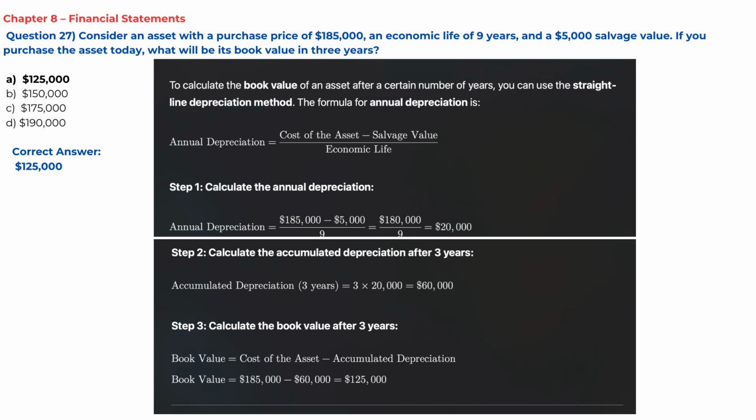Step 1. Let's calculate the annual depreciation. Annual depreciation equals 185,000 minus 5,000 divided by 9, which equals 180,000 divided by 9 equals $20,000. Step 2. Let's calculate the accumulated depreciation after 3 years. Accumulated depreciation of 3 years equals 3 times 20,000 equals $60,000. Step 3. Let's calculate the book value after 3 years. Book value equals cost of the asset minus accumulated depreciation. Book value equals 185,000 minus 60,000 equals 125,000.